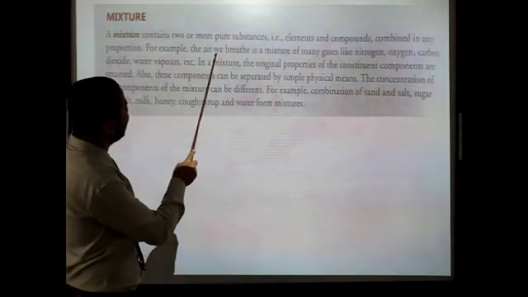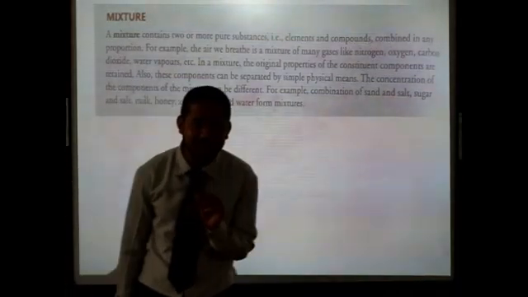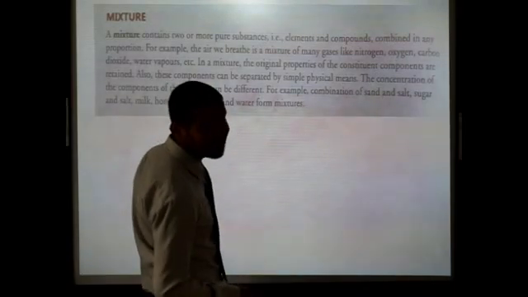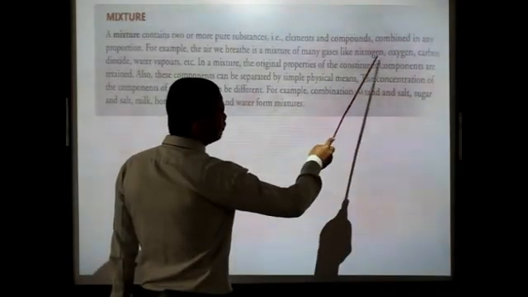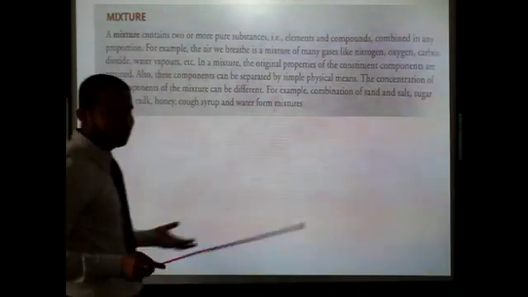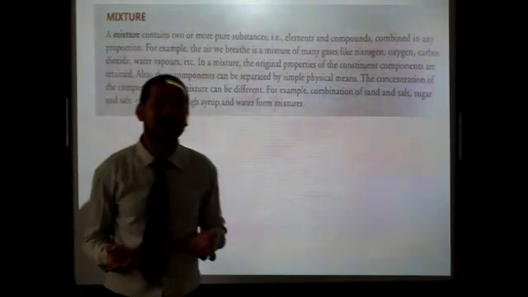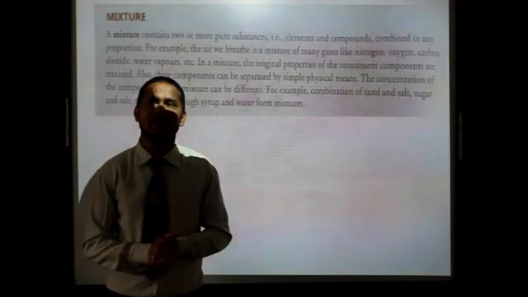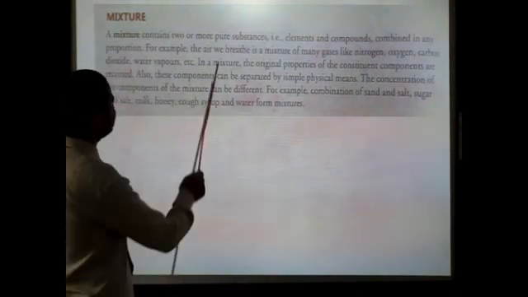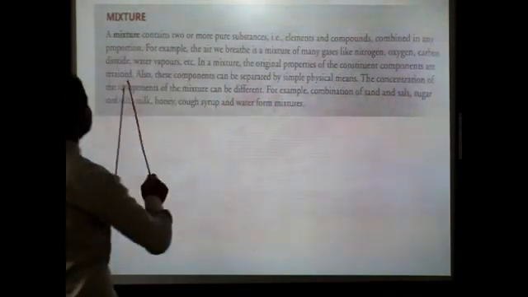For example, the air we breathe is a mixture of many gases. And what are the gases present in the air that we breathe? Nitrogen, oxygen, carbon dioxide, water vapors, etc. In this etc., you can say some of the noble gases are also present.